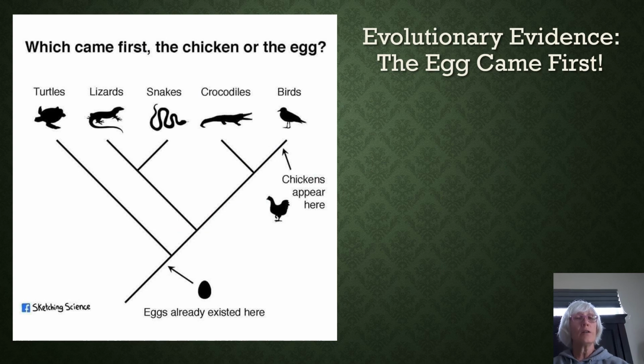Finally, I'll conclude with evolutionary evidence that eggs came before chickens. So which came first, the chicken or the egg? On our evolutionary timescale, eggs existed well before chickens. This is the conclusion of our sort of human evolution discussion.